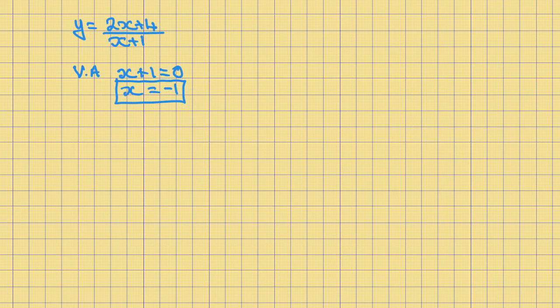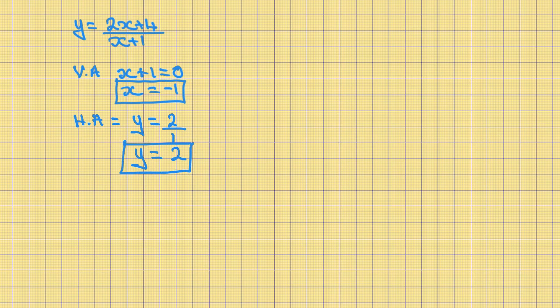The horizontal asymptote is found slightly differently in this example. So it will be y equals, but now we have to look at the numerator and the denominator and look at their coefficients. So in this case, y is going to equal 2 divided by 1. There is no vertical shift, so we don't have to take that into account. So our horizontal asymptote is y equals 2.